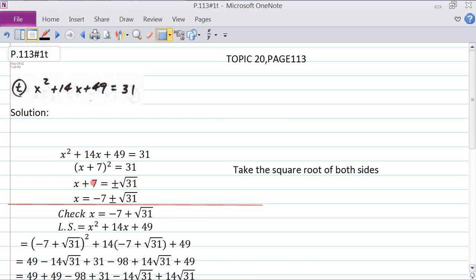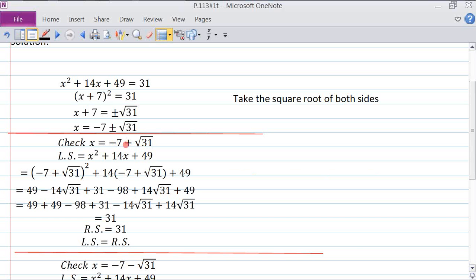When the plus 7 is transposed from the left to the right, we get -7. So let's check the answer. -7 plus the root 31. We're going to put it back into the original equation, which is right here. So we have -7 plus root 31 squared plus 14x. So this is x right here, and this is a plus 49. So instead of x squared, we're going to write this. Instead of 14x, we're going to write this. And instead of 49, we're going to write this.